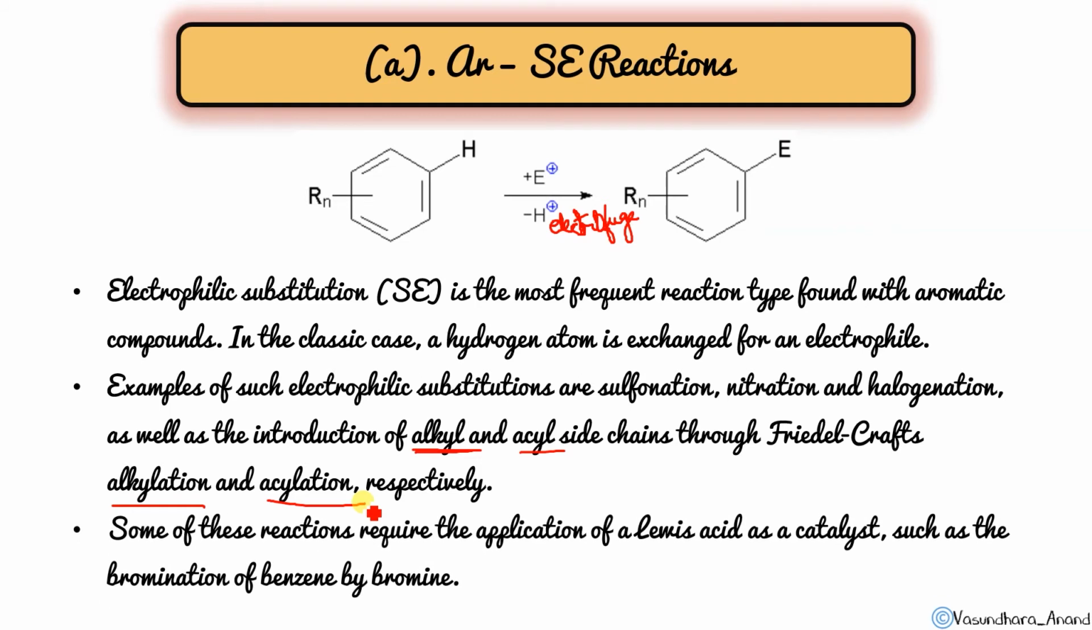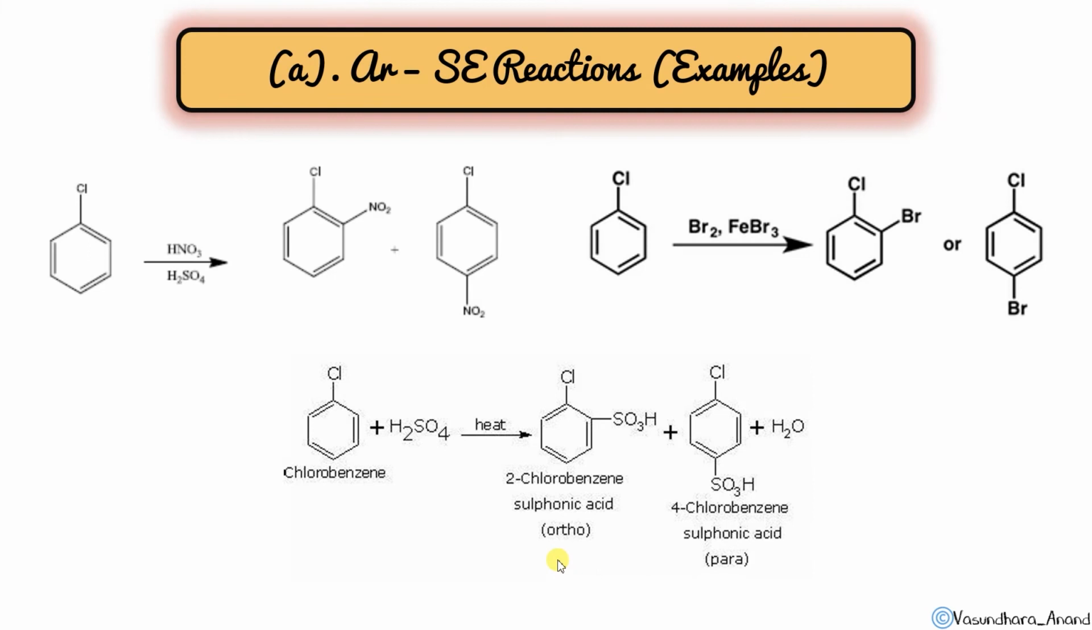Some of these reactions require a Lewis acid as a catalyst, such as bromination of benzene by bromine. All these reactions are done in the presence of a Lewis acid catalyst, like AlCl3 or FeBr3. Next are aromatic substitution reactions. Here it is HNO3 with H2SO4. The question can be asked: what is the role of H2SO4? H2SO4 acts as an electrophile generator.